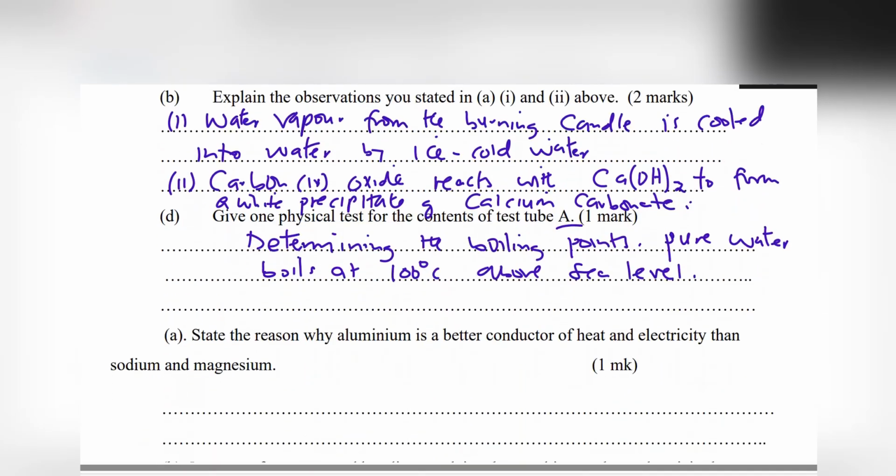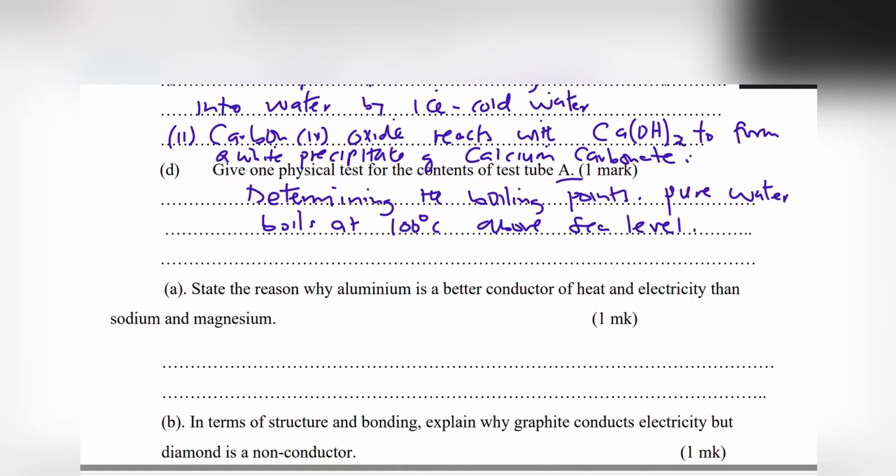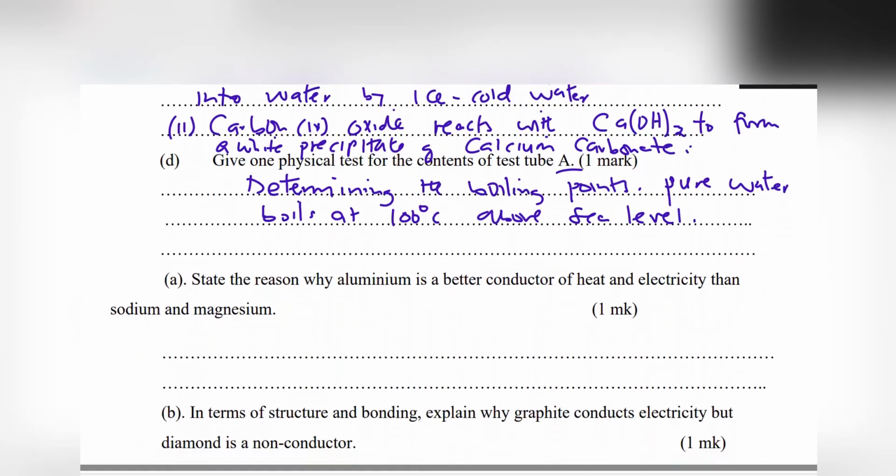We go to another question that follows. State a reason why aluminum is a better conductor of heat and electricity compared to sodium and magnesium. Remember, sodium is a metal in atomic number 11 with an electron arrangement of 2.8.1. We have magnesium in atomic number 12 with 2.8.2, and aluminum in number 13 with 2.8.3.